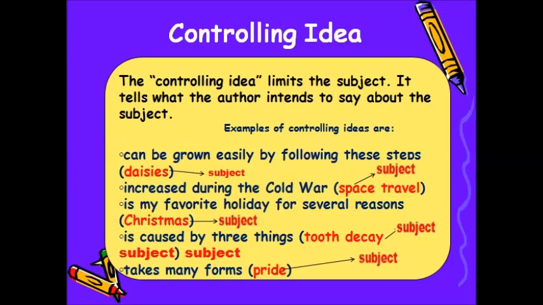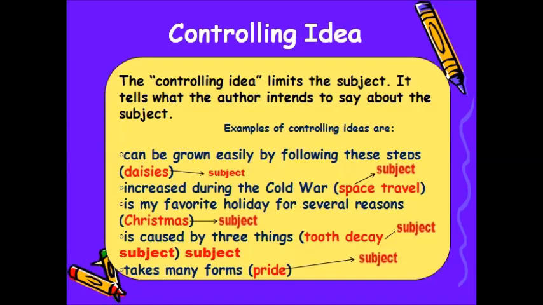The controlling idea limits the subject. It tells what the author intends to say about the subject. Examples of controlling ideas are given here. For example, for the topic of daisies, we have taken: daisies can be grown easily by following these steps. Here, these steps limit the subject. Another one is space travel. We can say space travel increased during the Cold War. Here space travel is limited by this phrase.